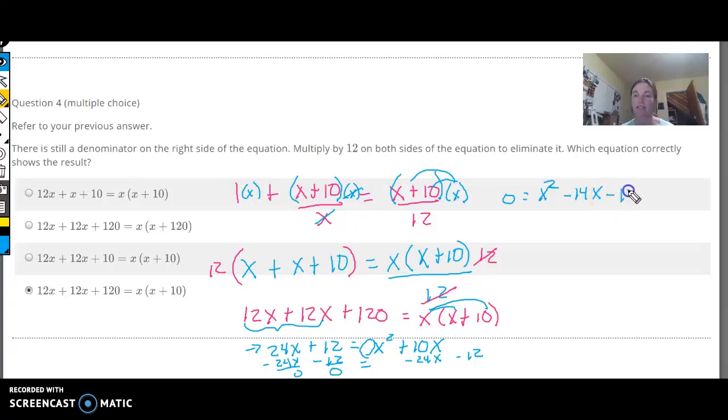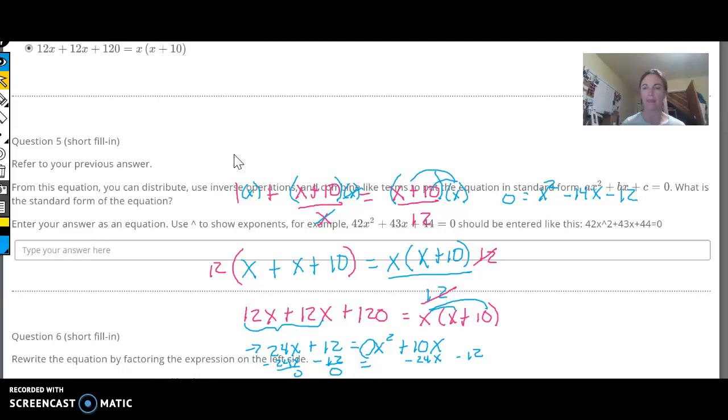and minus 12. Okay, let's see which form they want us to enter this answer in. They do want us to say that it equals 0, and they want everything on the right side of the 0. So we're going to enter it just like this. We're going to say x squared minus 14x minus 12 equals 0.